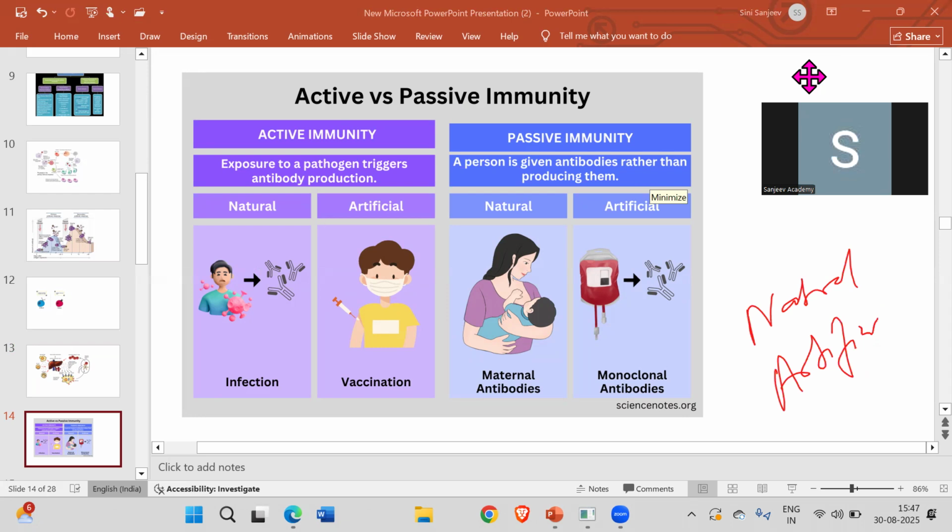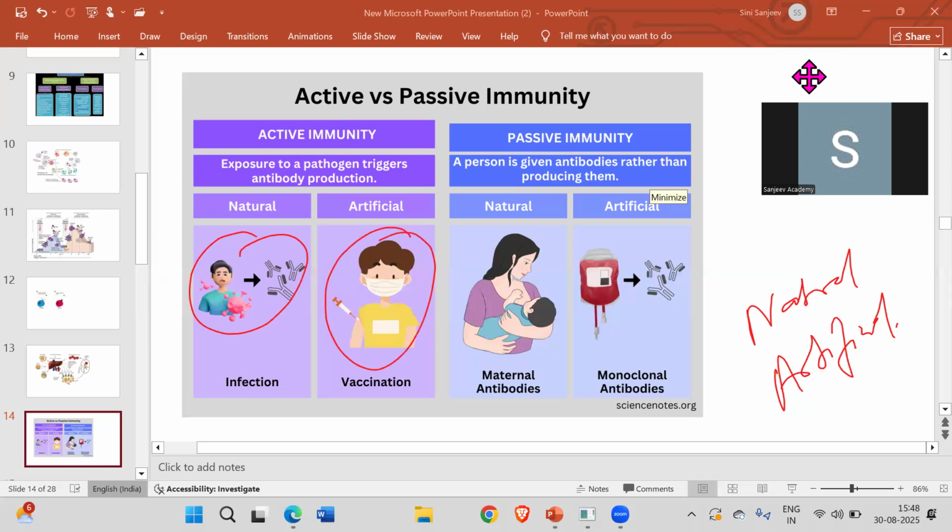So natural means what? Whenever you have an unintentional exposure to something, it causes natural active immunity. Whereas the other one, artificial active, is whenever you are injected with the microorganism. For example, when you take immunizations like vaccines, obviously they contain microbes, right? So those are your artificial active immunity. That's why the first one is infection and the second one is vaccination.